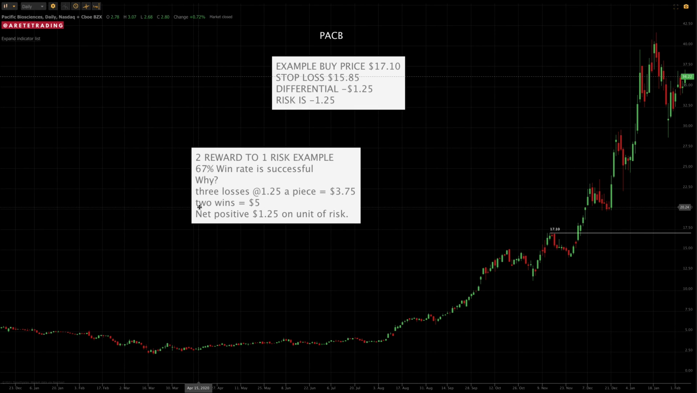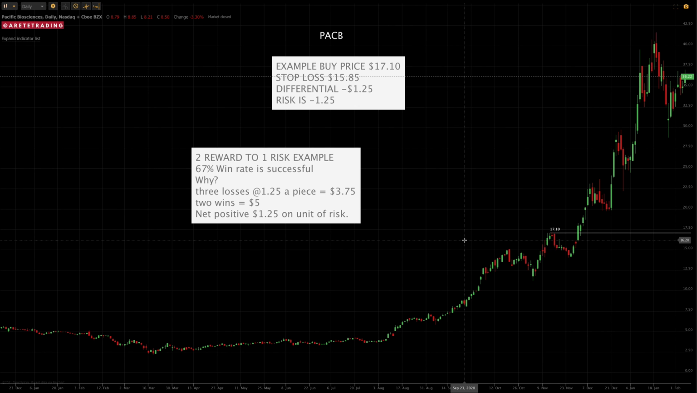If I get 2 wins, I get $5. How do I get the $5? My risk versus reward is 2, so every time I win $2.50. I do it twice, that gets me to $5. 2 wins minus my 3 losses gets me to $1.25 per unit of risk.